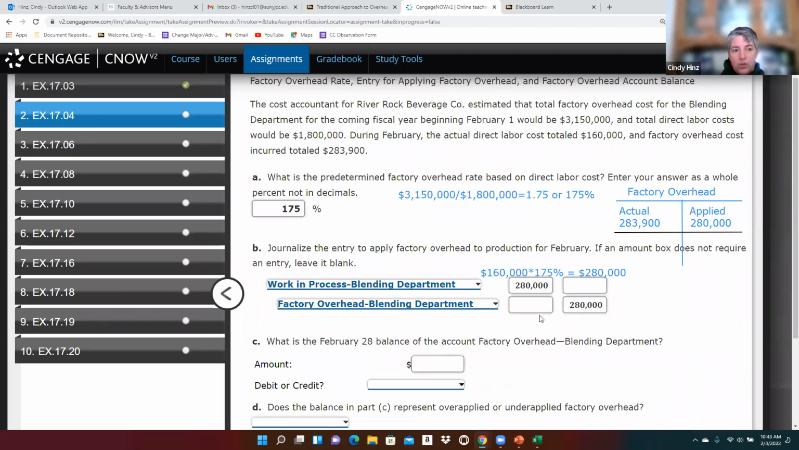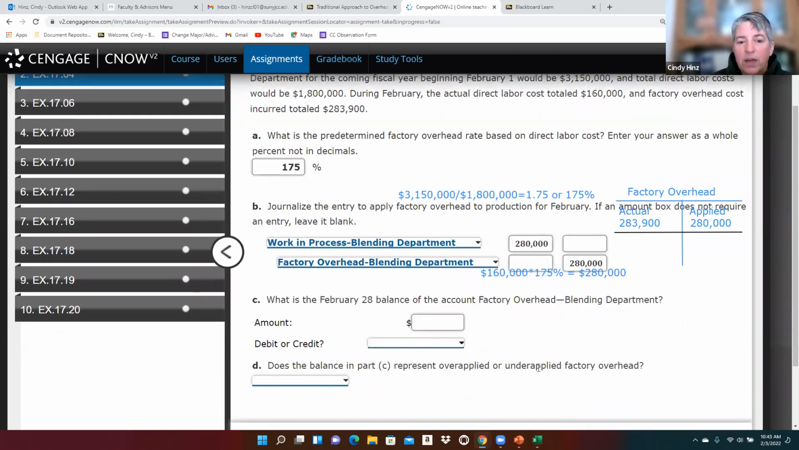Okay. I know we've already run out of time, but I just want to finish this one quickly since we have everything on the screen. What is the balance at the end of the month before we make the adjustment? Well, we can see the balance here. We have a debit of 283.9, a credit of 280. The balance would be 3,900, and that would be a debit balance. So did we over or under apply? We under applied because we didn't apply enough. That's how we got the debit balance.